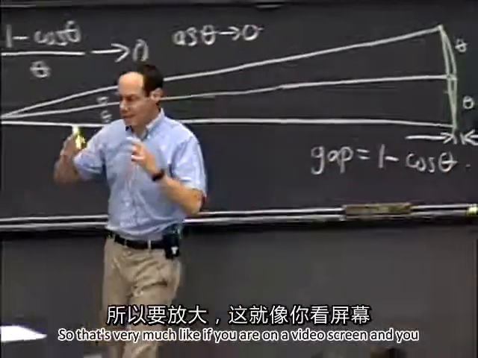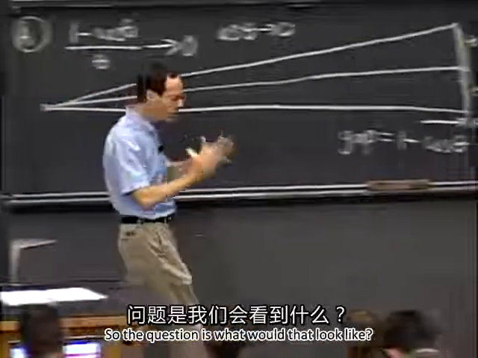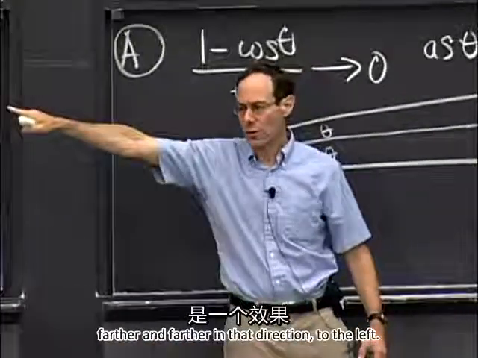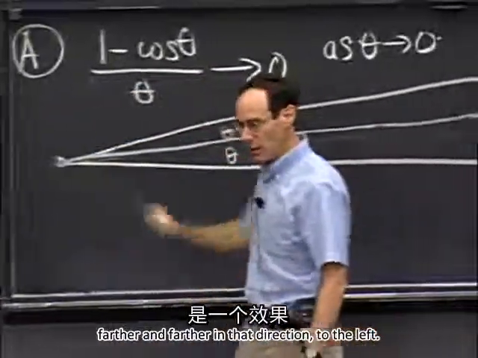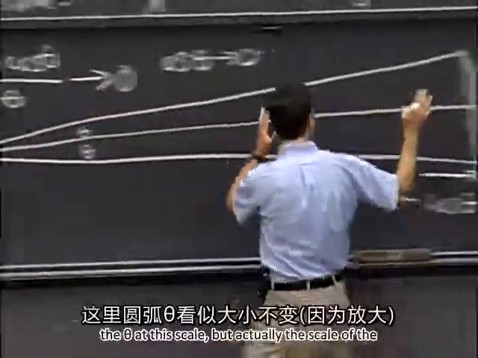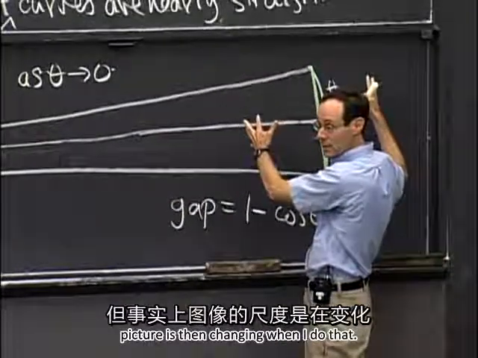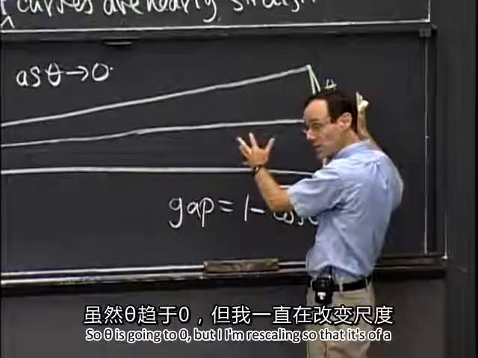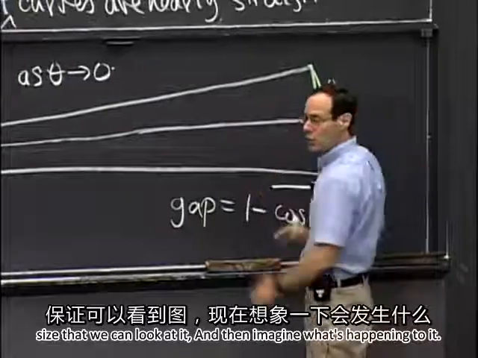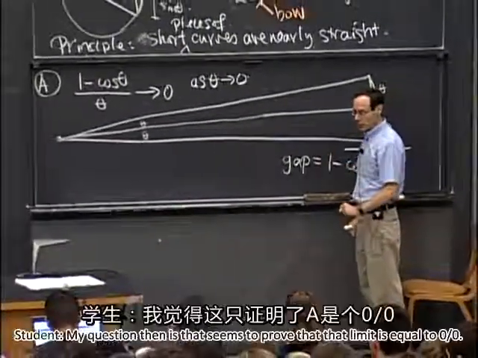So that's very much like if you're on a video screen and you zoom in, zoom in, zoom in, zoom in. So the question is, what would that look like? That has the same effect as sending this point out farther and farther in that direction, to the left. And so I'm just trying to visualize it for you by leaving the theta at this scale, but actually the scale of the picture is then changing when I do that. So theta is going to 0, but I'm rescaling it so that it's of a size that we can look at it, and then imagining what's happening to it. Okay? Does that answer your question?